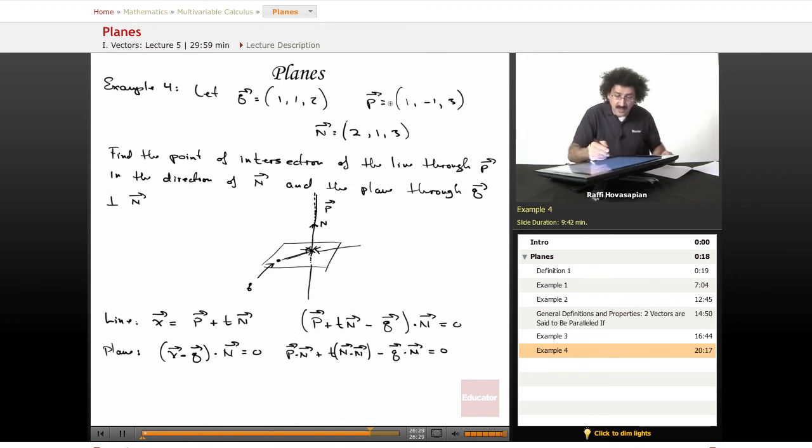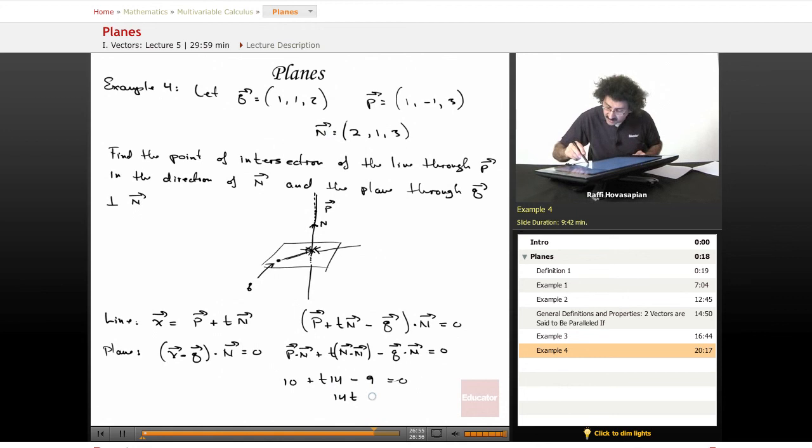Okay, and now we just do it. When I take p dot n, I end up with 10. When I take n dot n, I end up with 14, and this is going to be t. And when I do q dot n, I end up with minus 9 equals 0. So I end up with 14t is equal to negative 1.